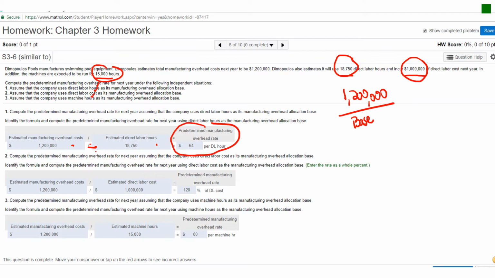Under the second one, they want you to use direct labor cost. Notice it's the same numerator, except you divide by the labor cost, which is $1 million. So it's again 1.2 million divided by 1 million. When you do that in your calculator, you get 1.2, but then you multiply that by 100 and you say 120%. That's usually how you want to state it. And then for that last one with machine hours, same numerator, divide by your machine hours, and you get $80 per machine hour.